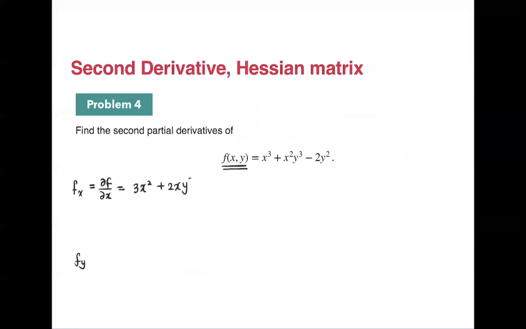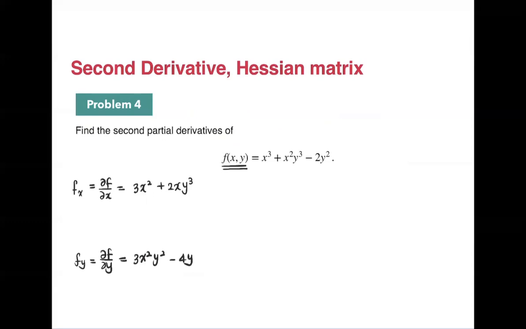So fx is just df/dx, and you can calculate it: 3 times x squared plus 2x times y cubed. Okay, and fy is given by df/dy, and if you calculate it, then you get 3 times x squared y squared minus 4 times y.